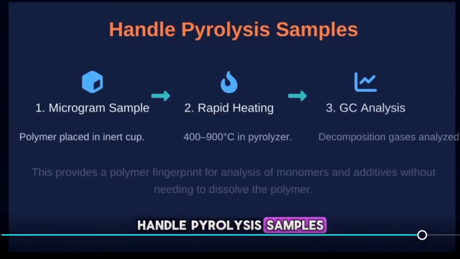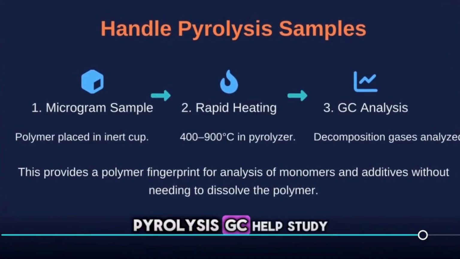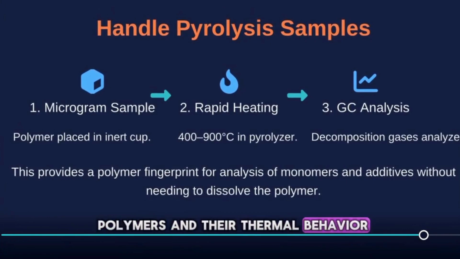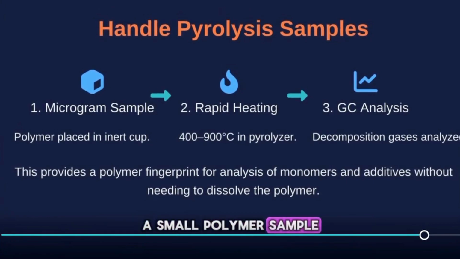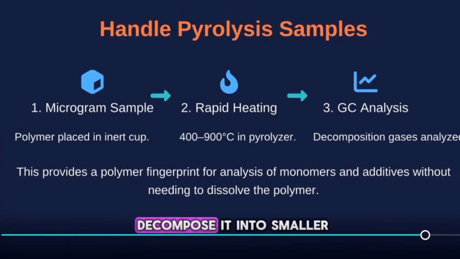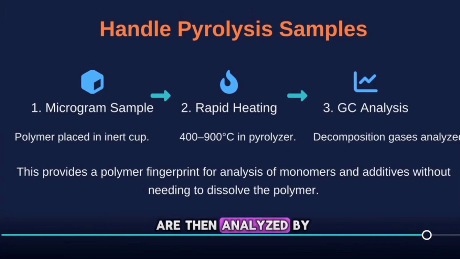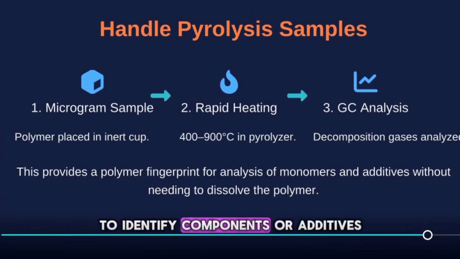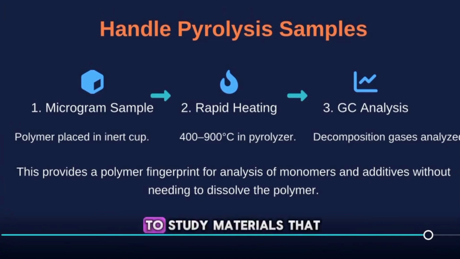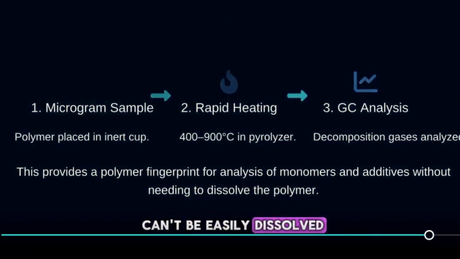Handle pyrolysis samples. Pyrolysis GC helps study polymers and their thermal behavior. A small polymer sample is heated rapidly to decompose it into smaller volatile fragments. Those gases are then analyzed via GC to identify components or additives. It's a smart way to study materials that can't be easily dissolved.